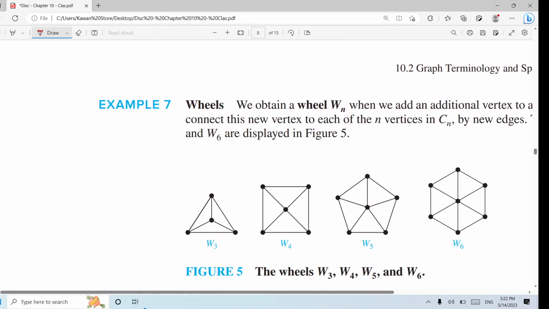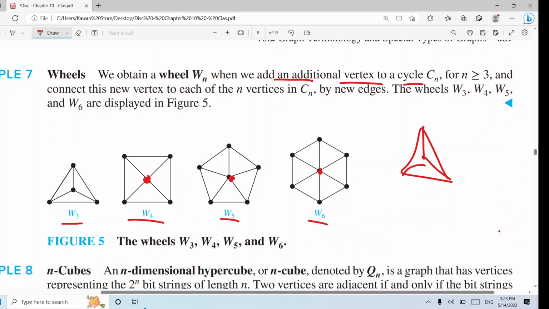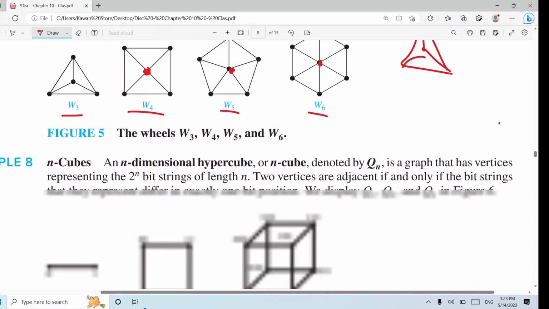Now, wheels are cyclic, but we add an additional vertex to the cycle. I mean, put one vertex in the middle. For example, I have that one, I'm going to put one here. How about for the C4? We have a point here. So it's called W3, W4, W5, W6. Did you understand that one also? So it's the type of the graphs. I have a K, I have a W, I have a C, right? Good.